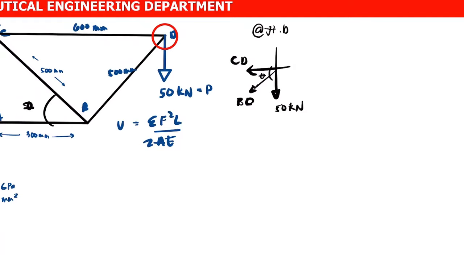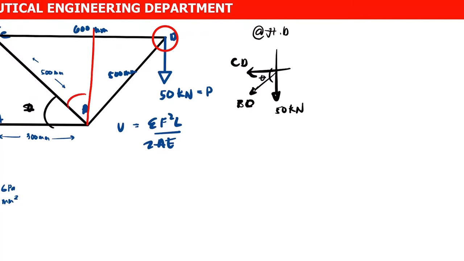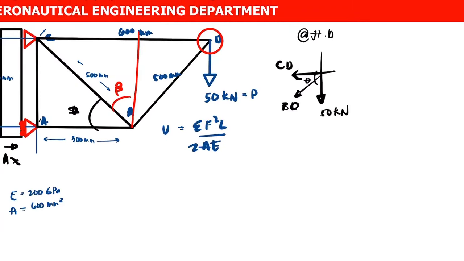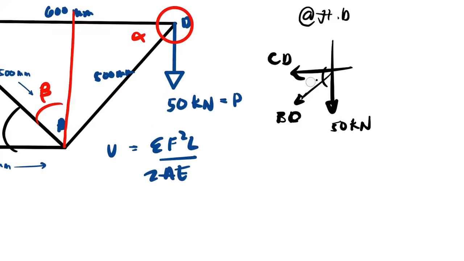So, kung titingnan natin yung ating triangle, this one, dito, yun yung hati natin. So, if this is beta, ito yung theta natin, ito is beta. Tama? So, kailangan natin malaman this one. Assume natin this is alpha. Para hindi tayo malito. So, this is alpha.